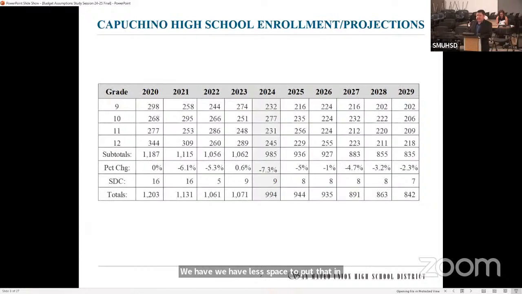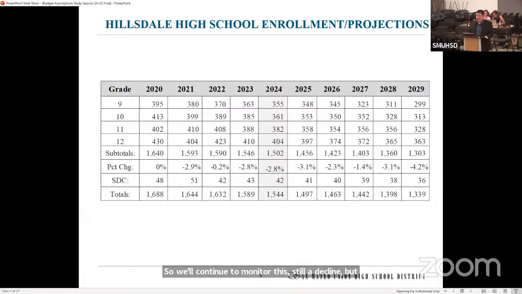In terms of Capuchino, we see probably the largest percentage decrease of all of our sites. One thing to note, though, is the numbers that we're seeing here are actually a decent amount higher by 10+% than we've seen in the last couple of years. So we are still projecting, given the numbers we see at San Bruno Park, as well as at Millbrae School District, both of which have students that feed into Capuchino. So we'll continue to monitor this, still a decline, but not quite to the level that we were looking at in the last couple of years.